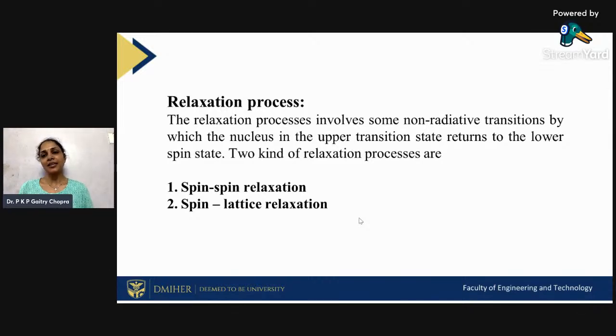The spin-lattice relaxation is one in which your nucleus gives its energy to the molecular lattice. So there is no net loss of energy. Your energy from the nucleus goes to the molecular lattice as a whole and your nucleus comes down to the lower energy state. So this is required so as to obtain the NMR spectra on a continuous basis.